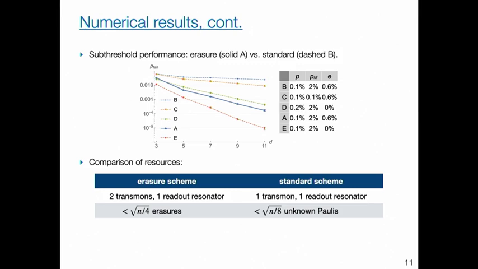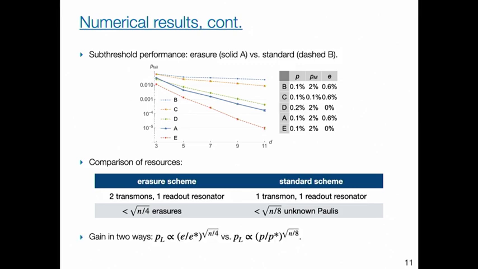And when we have the erasure scheme, we can ask a question: we have n transmons, what do we do? With the erasure scheme, we can have a surface code of size root n over 4 by root n over 4, and so we can get a smaller size surface code compared to the standard scheme. But we can correct more erasure errors than we can correct unknown Paulis.